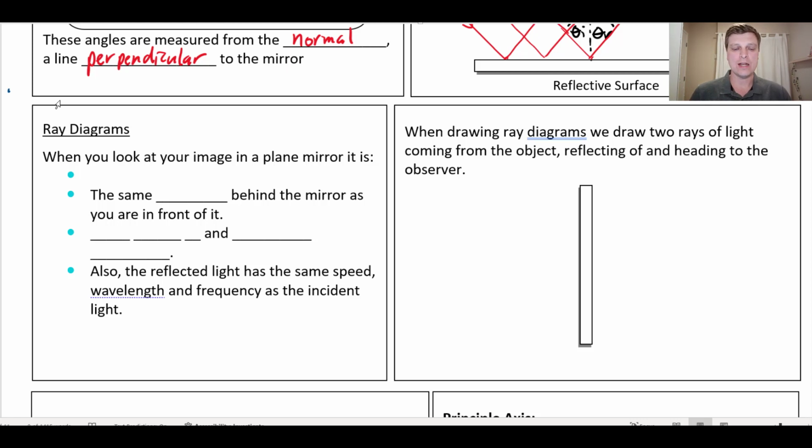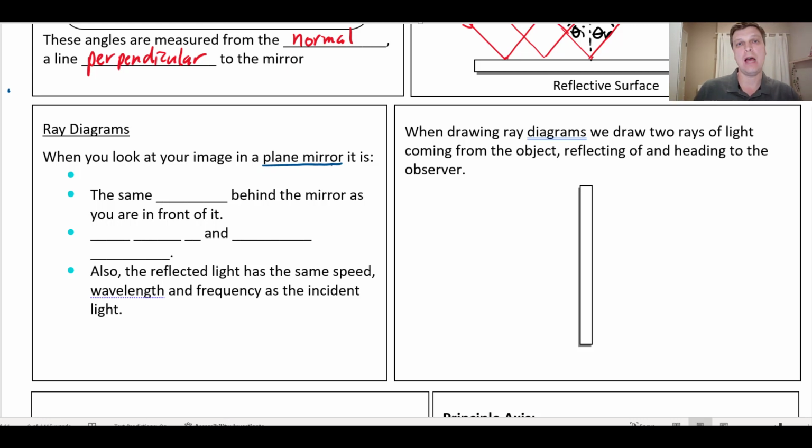So when we draw ray diagrams, what we're going to do is pick an object and then look at how light moves off of that object, bounces off of the mirror, and how it behaves. So the first thing we're going to look at is plane mirrors. By plane mirror, I just mean a flat mirror.